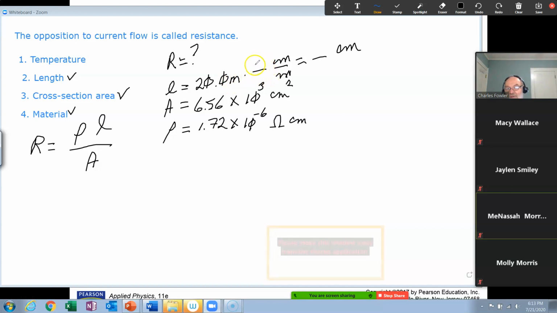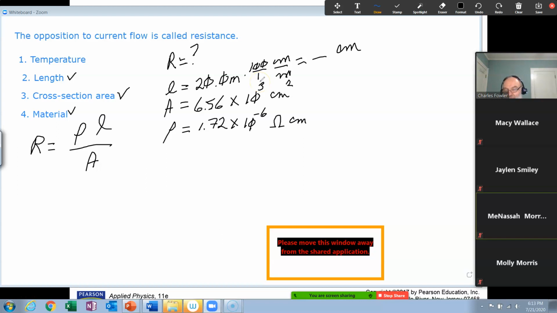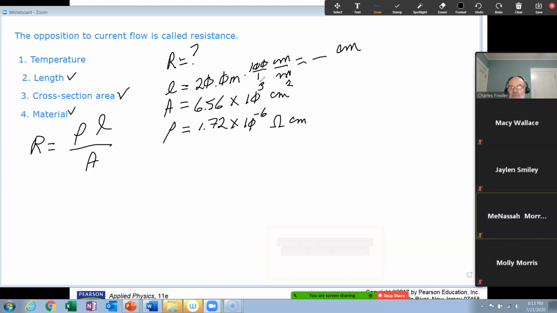Anyone know? Centi means how many cents in a dollar? How many years in a century? 100 centimeters makes 1 meter. If you were going the other way, 0.01 meters is 1 centimeter. But I like to use whole numbers if I can. So 100 centimeters makes 1 meter.